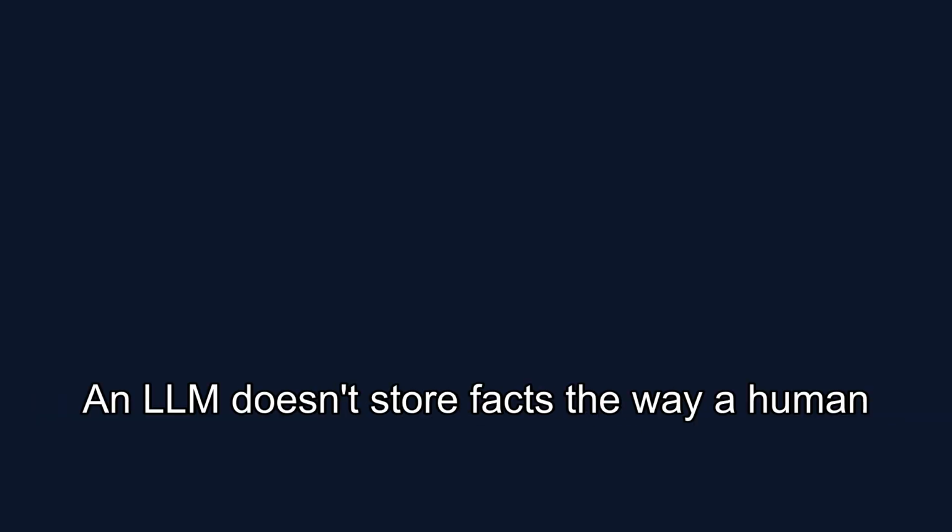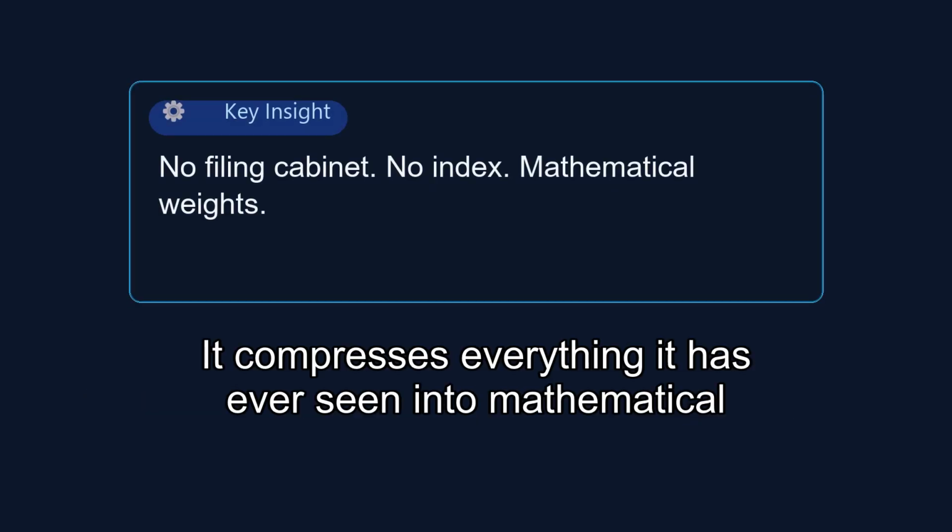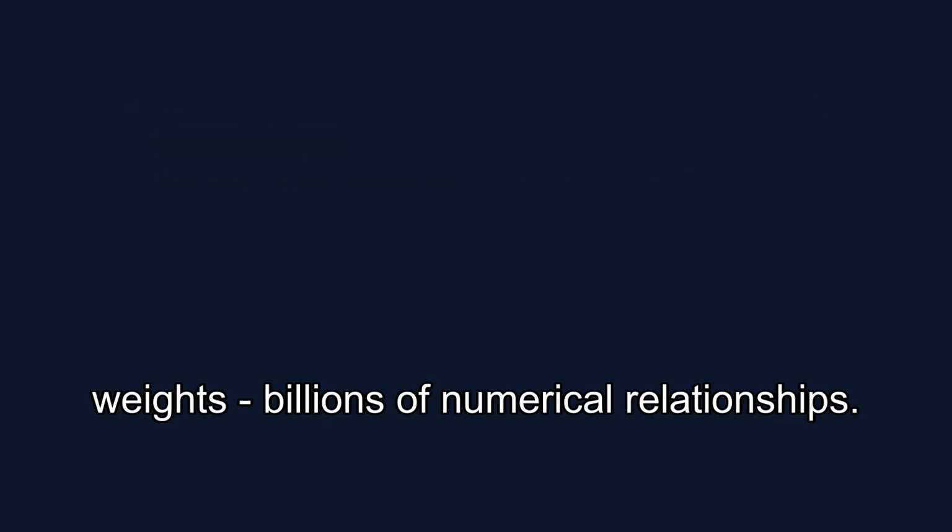Okay, but wait, if this person has read everything, are they actually understanding what they read? Or just remembering the shape of it? That is the right question. And look, this is where the analogy starts to break. Because the person in my analogy has a memory. They retain things. An LLM doesn't store facts the way a human does. It compresses everything it has ever seen into mathematical weights, billions of numerical relationships. There's no filing cabinet. There's no index. It's more like the knowledge got absorbed into the way it thinks, not stored somewhere it can look up. That's a bit unsettling, actually.